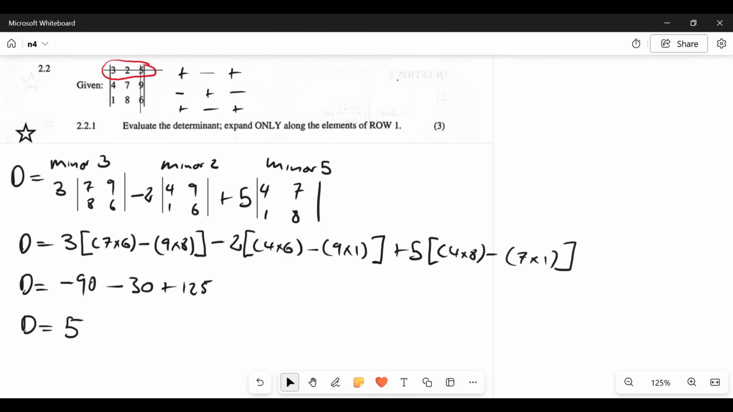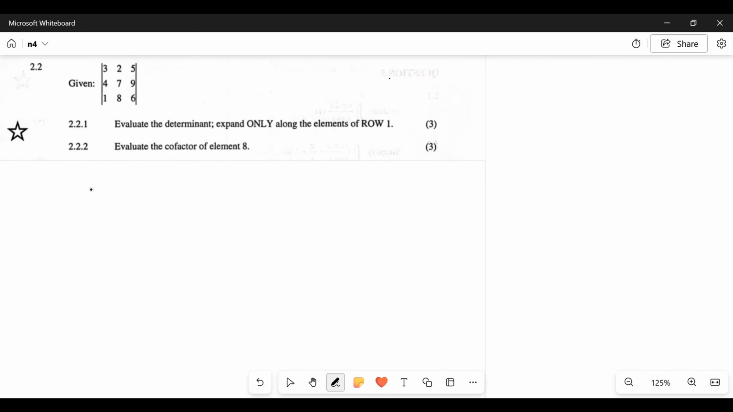Let's look at another sub question, which is 2.2.2. All right, guys. Now, here's our 2.2. It goes like this. Evaluate the cofactor of element 8. Now, here, they want us to find the cofactor. There is a formula for cofactor. When you calculate the cofactor, guys, it goes like this.